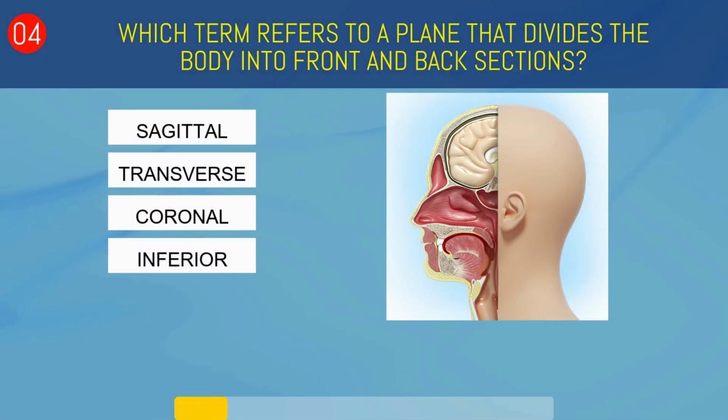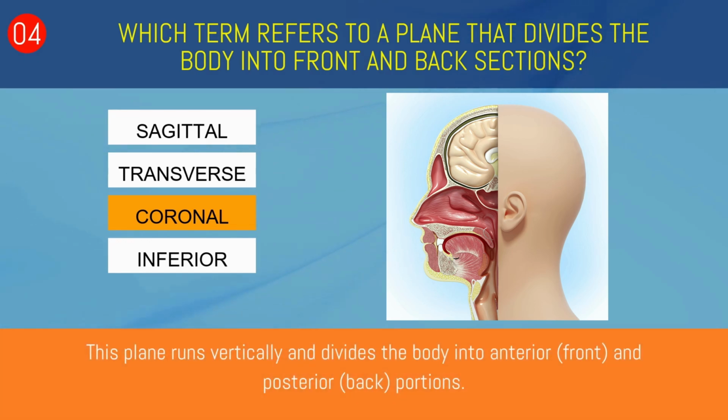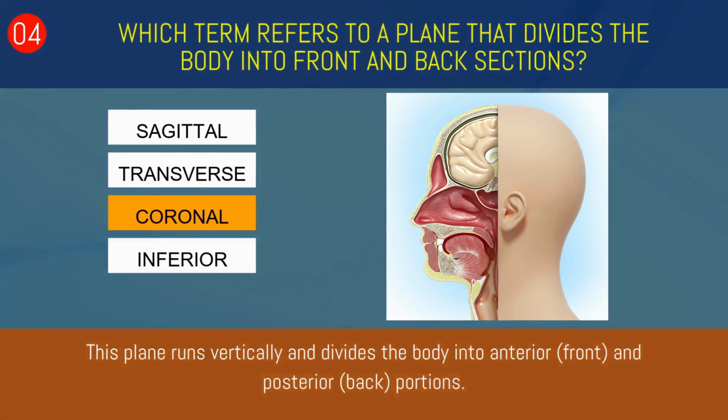Which term refers to a plane that divides the body into front and back sections? Sagittal, transverse, coronal, or inferior? Coronal. This plane runs vertically and divides the body into anterior and posterior portions.